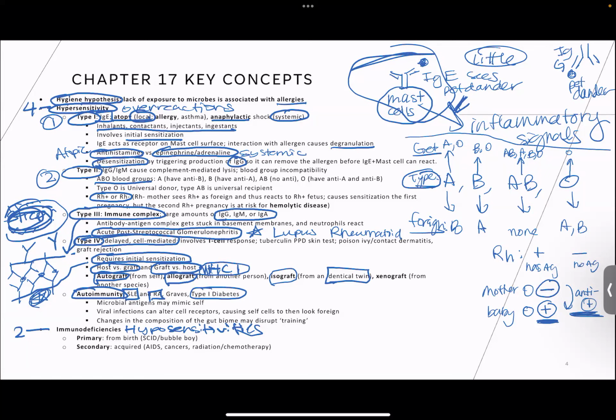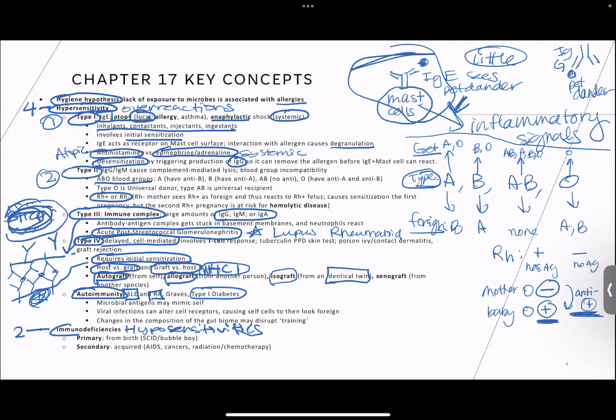And then it also talks about changes in the gut biome. Our gut biome is absolutely the number one most important thing in training our immune system and how it's supposed to be reacting to things, when and where and how. So disruption of the gut biome can have a huge effect on your immune response, especially when you're younger, when a lot of that training is going on.